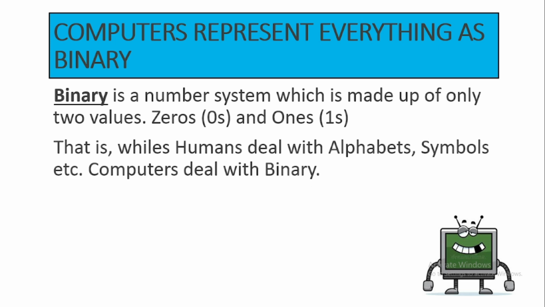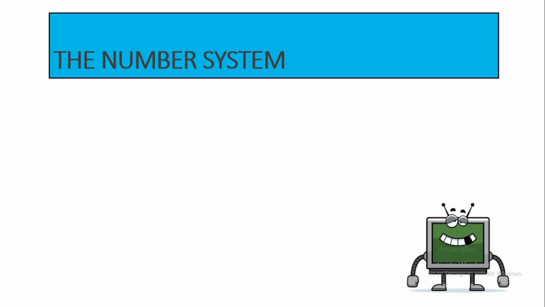Whilst we humans deal with alphabet, symbols, and our normal text, computers actually deal with binary, and that is zeros and ones. So as we see text, the computer does not see text. As we see symbols, the computer does not see symbols. The computer sees zeros and ones. So the computer deals with zeros and ones.